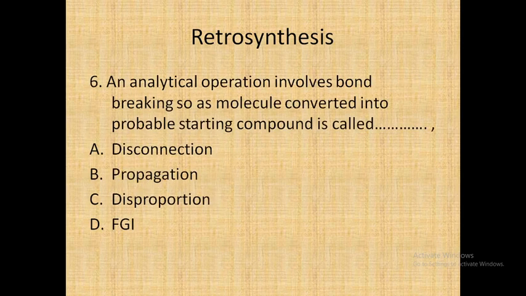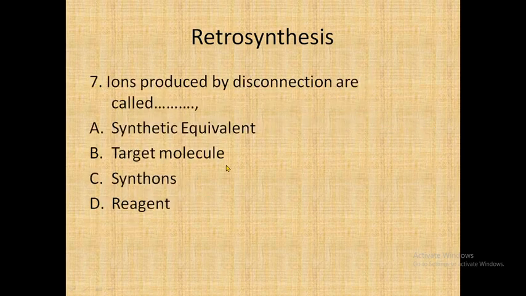Next question. An analytical operation involving bond breaking, so that a molecule is converted into probable starting compounds, is called. Options are disconnection, propagation, disproportion, and FGI. Obviously the answer is disconnection. Okay, so let's go for the next question.